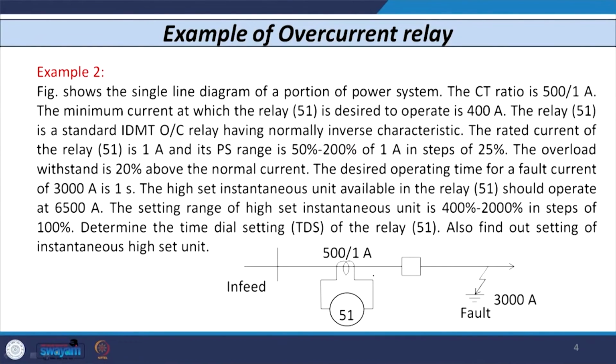Let us also consider another example in which a similar type of figure is given, where the relay is known as 51. Let us also solve this example. What is given in this example? There is a relay that is connected in the feeder. The fault current magnitude given is 3000 ampere. The CT ratio given is 500 by 1. The relay is an IDMT overcurrent relay. As I told you earlier also, the relay is always denoted by a standard number. So, the number given to the overcurrent relay is 51. So, here it is written 51.